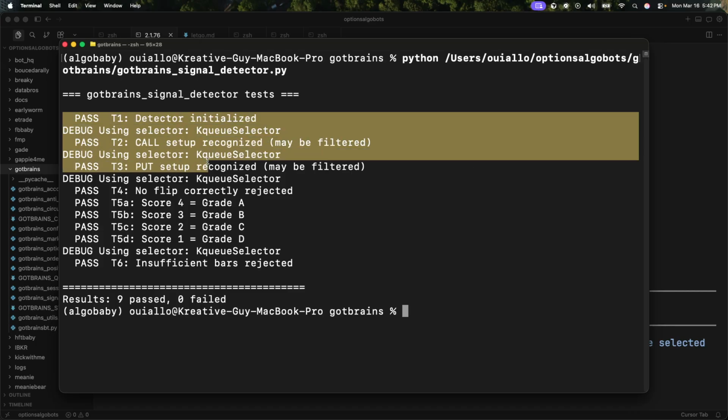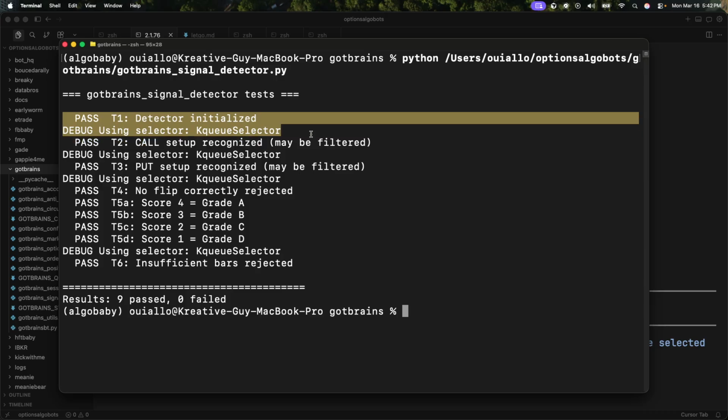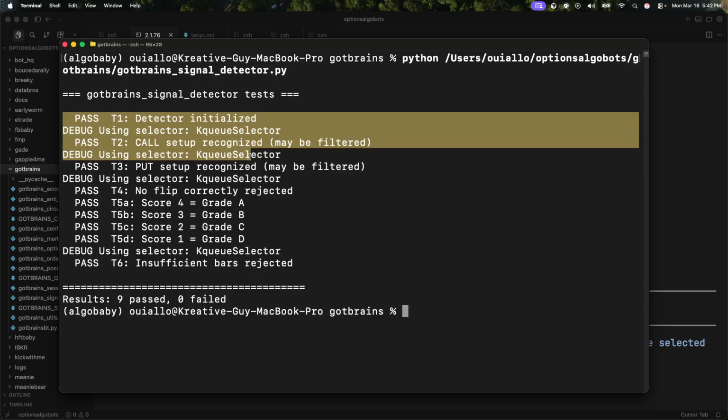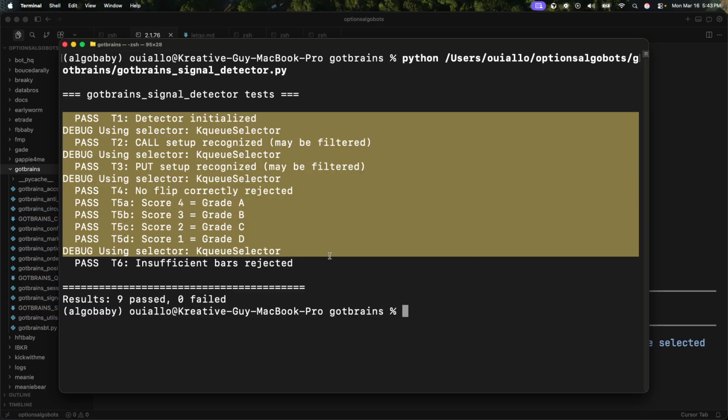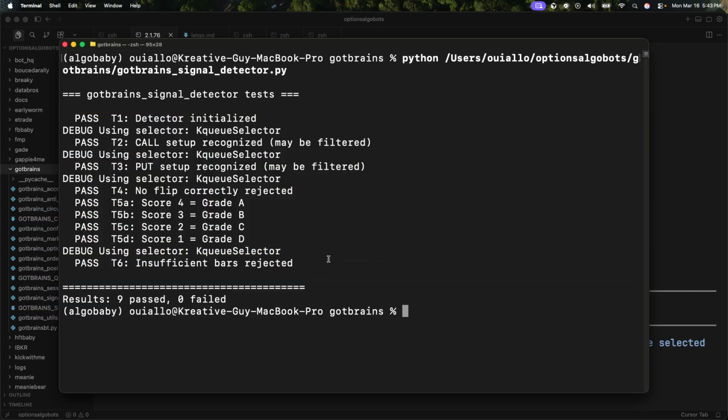Signal. Recognize may be filtered. What is that? Selector Q. Okay. Why is it starting with a K? Insufficient data rejected. Is that the test?